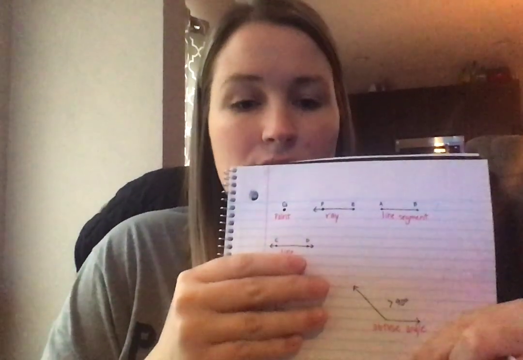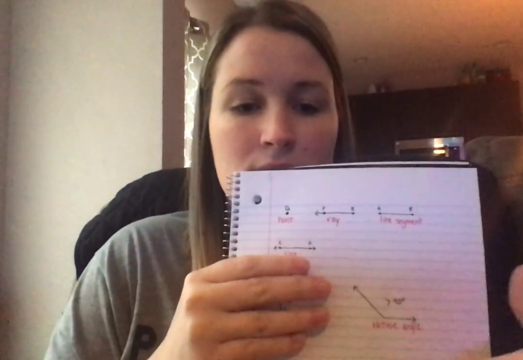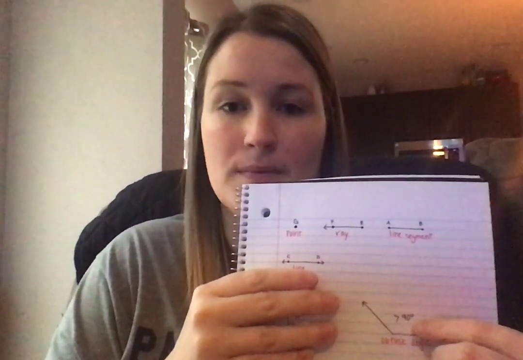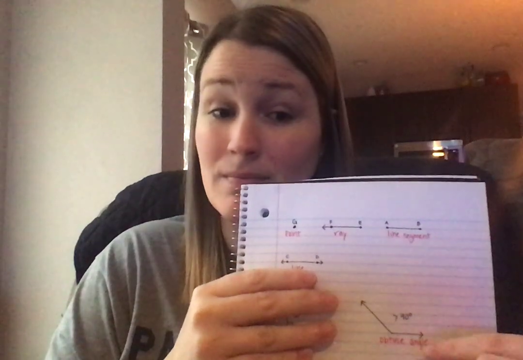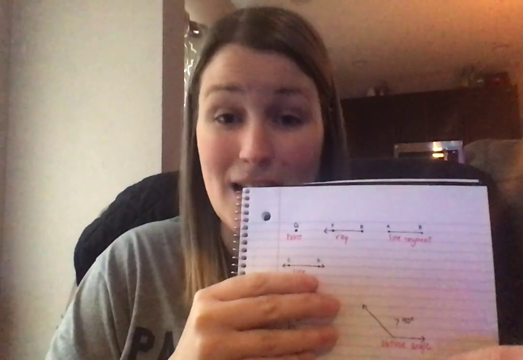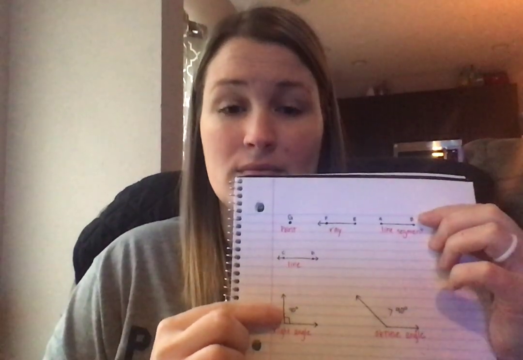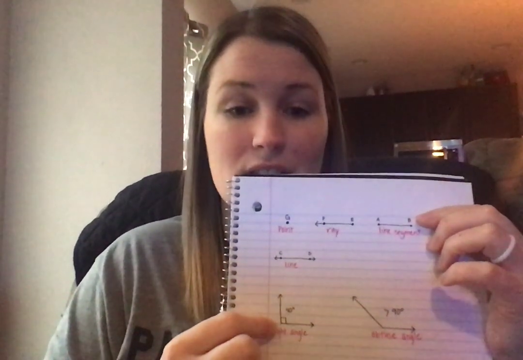Our next angle is a big angle. It's an obtuse angle. So our obtuse angles are really big. We remember that they are greater or bigger than 90 degrees. So it can be 91 degrees. It can be 179 degrees, but it's bigger than a right angle because our right angle is always 90 degrees.